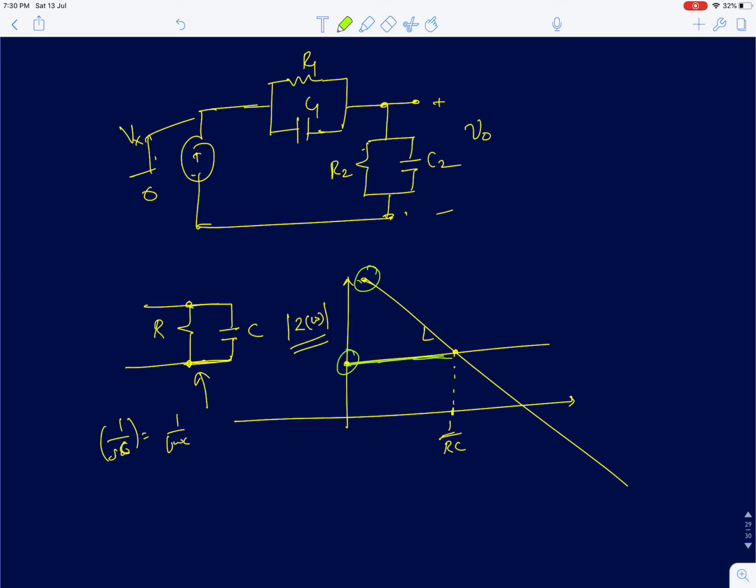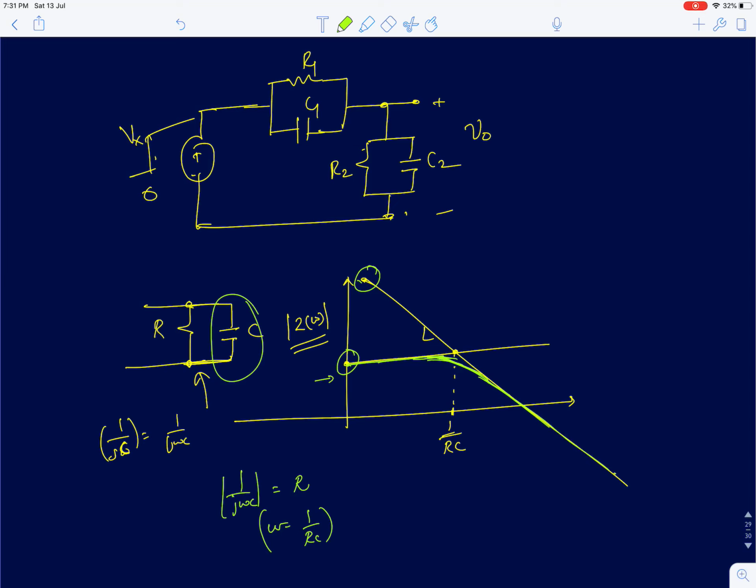So the overall resistance will follow the resistive impedance, and eventually there is a point when your capacitive impedance 1 by j omega C in terms of magnitude will become equal to the resistor. That will occur at omega equal to 1 by RC. At that frequency, the resistive impedance and the capacitive impedance will be the same in magnitude. They will be different in phase, but in magnitude they will be the same. After that, your capacitive impedance will become very small and it will start dominating.